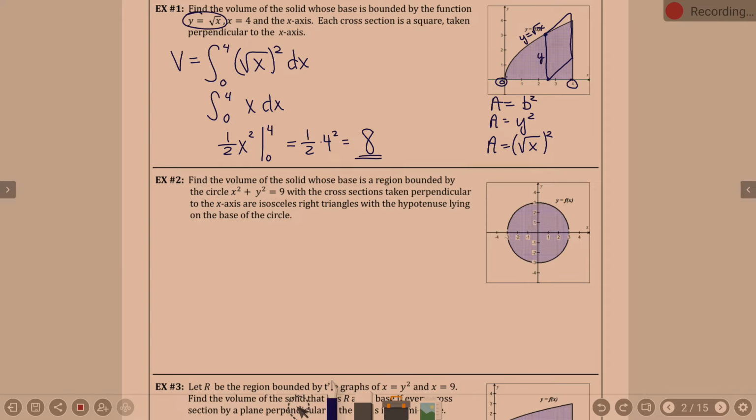Okay, let's try example 2. And I would say the difficult part about this is that every problem changes. We just did one with a square. Now we're doing one where the base is a circle, but my cross sections are isosceles right triangles. Okay, so there's a lot to think about here. Find the volume of the solid whose base is a region bounded by the circle x squared plus y squared equals 9, with cross sections taken perpendicular to the x-axis that are isosceles right triangles with a hypotenuse lying on the base of the circle.